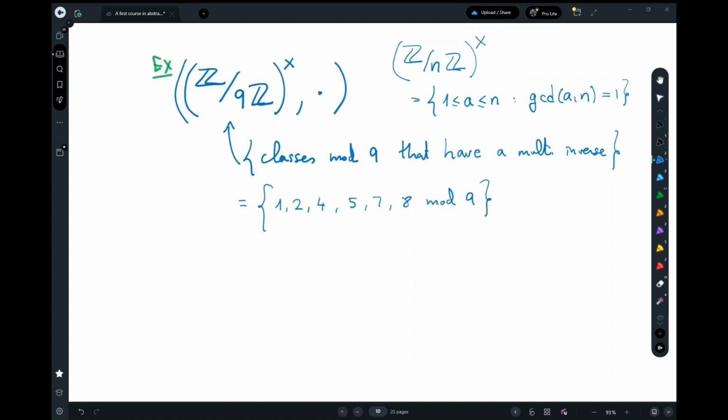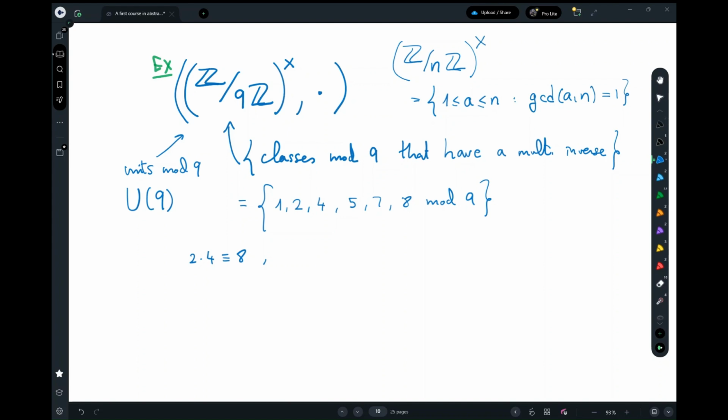And you can see that these form a group under multiplication. So for example, 2 times 4 is 8, which is another one of these units modulo 9. That's what these are also called. These are the units modulo 9. And in some books, I think in Judson, this is called U9, the units modulo 9 under multiplication.